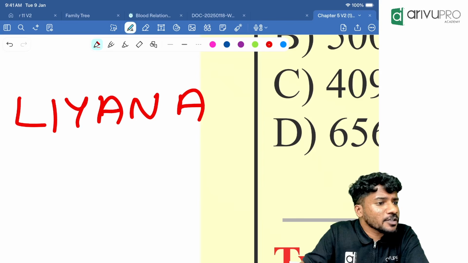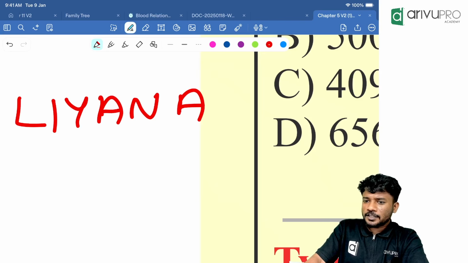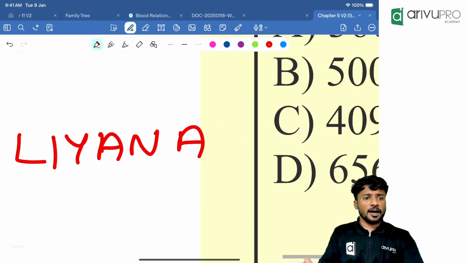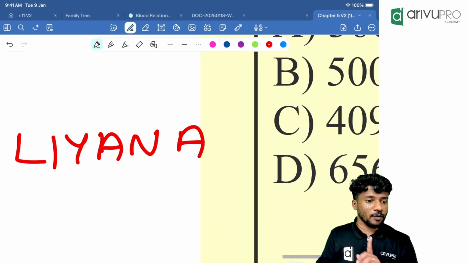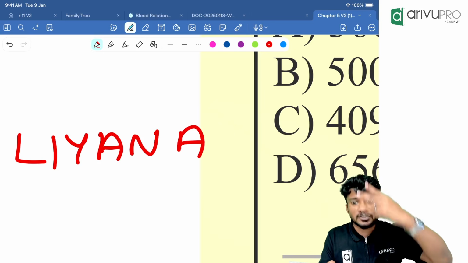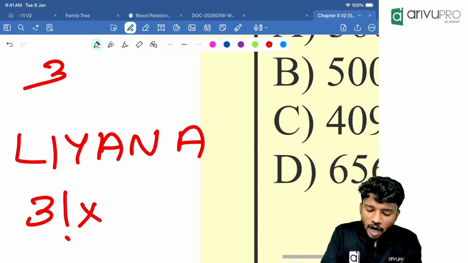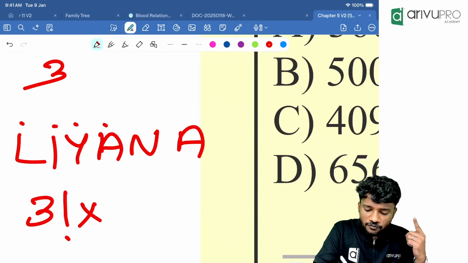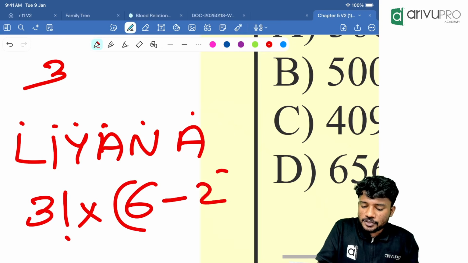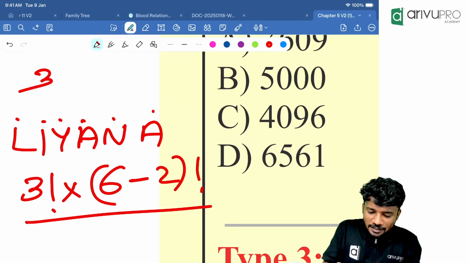Now I'll change the question, people. All the vowels are together. How many vowels are there? Three vowels are there. You should not say, oh, A is there only one time, I'll take it once. No, we should consider that. I is there, A is there, A is there. So three vowels. So 3 factorial into, how many letters are there in total? 1, 2, 3, 4, 5, 6. 6 minus 2 factorial, over A is repeated.